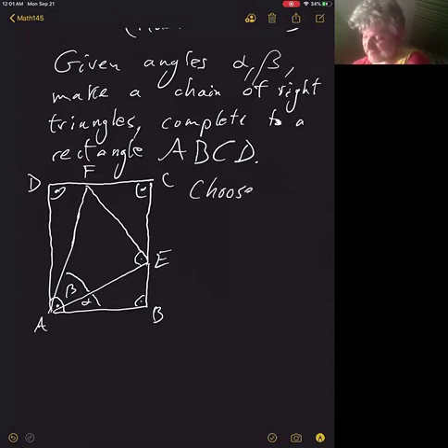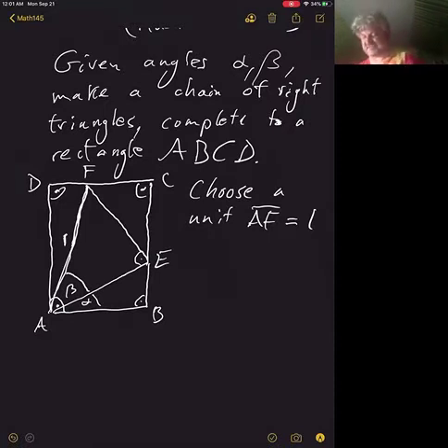And this is the surprising part. Choose a unit, the length of AF. So this line segment, we choose that as a unit. From now on, it will have length 1. After we've done that, we can express pretty much every other line segment in this figure in terms of alpha and beta trig functions of them.